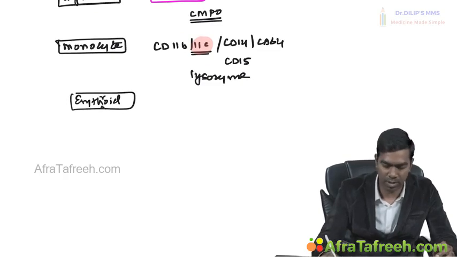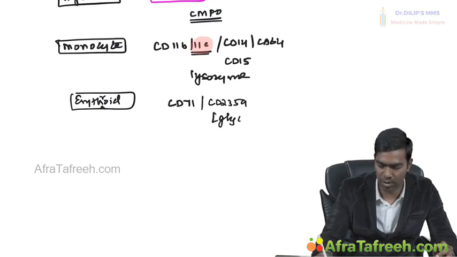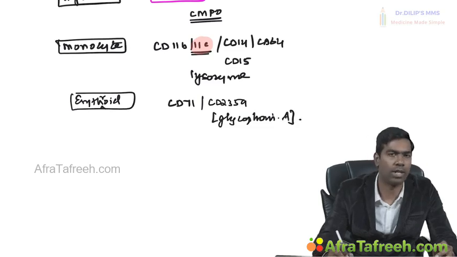Then in the myeloid lineage itself, you have something called erythroid differentiation. Erythroid differentiation typically has the CD71 and CD235A. The CD235A is also referred to as glycophorin A. These are very, very important markers of erythroid lineage differentiation.